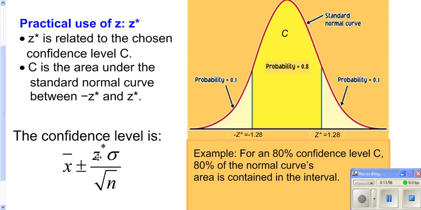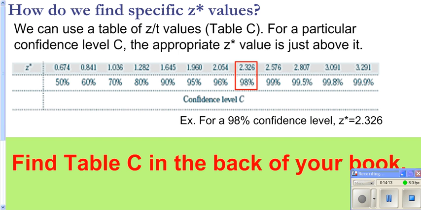This Z star times your sigma over the square root of n is referred to as your margin of error. So your confidence interval is x bar plus or minus Z star sigma over the square root of n, where the last part is your margin of error. Looking at Table C once again, your confidence levels are listed on the bottom. Right above it is your Z asterisk, which tells you the Z-score you would need to use.